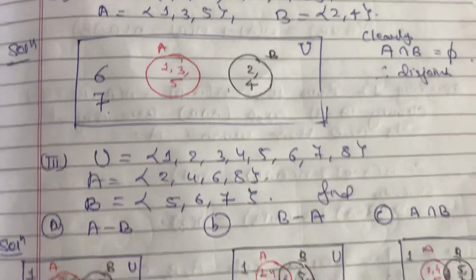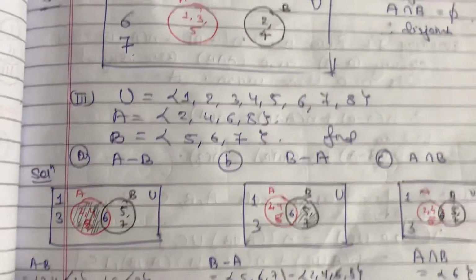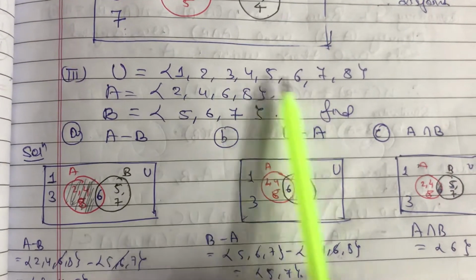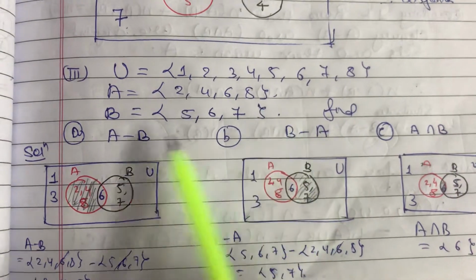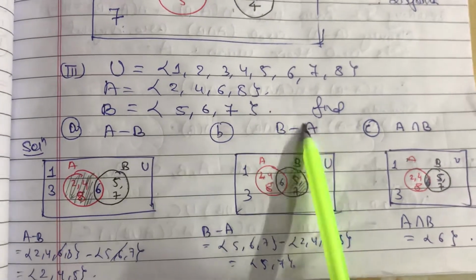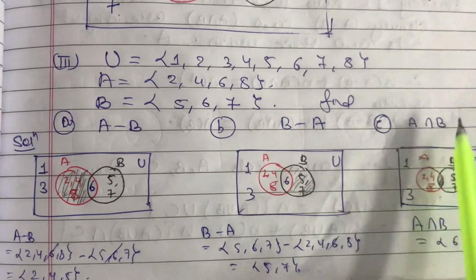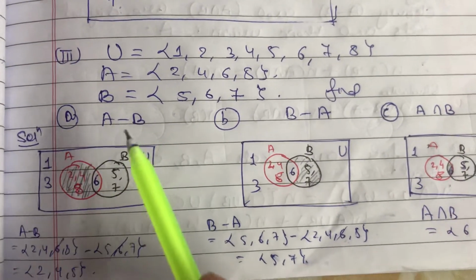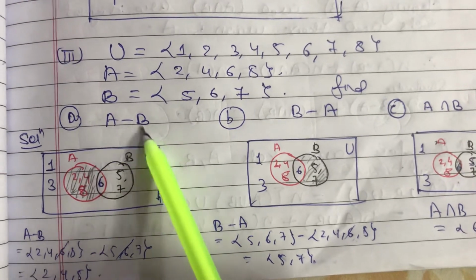Moving ahead. This is my third question, that is U is this, A is this, B is this. Now first I have to find A minus B, then B minus A, and then A intersection B. These are the three questions which I need to solve. Let's solve it one by one. The first one is A minus B.